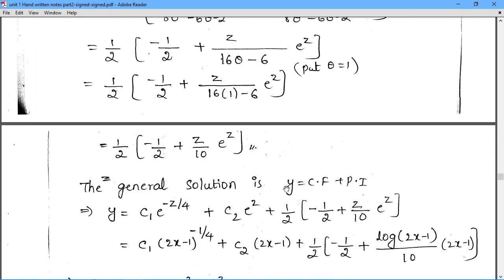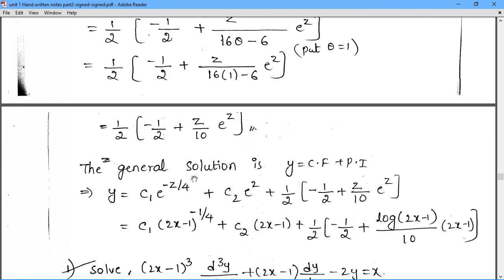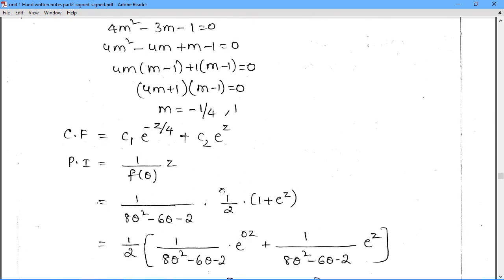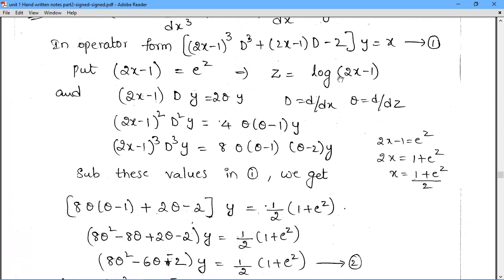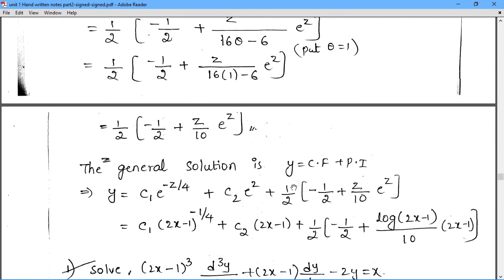So what is the general solution here? y equal to CF plus PI. Just adding CF and PI, we find the complete solution. To get the complete solution, we have to replace z as log of 2x minus 1. So z is replaced with the log of 2x minus 1 in the obtained general solution, which gives the required general solution or complete solution of the given differential equation.